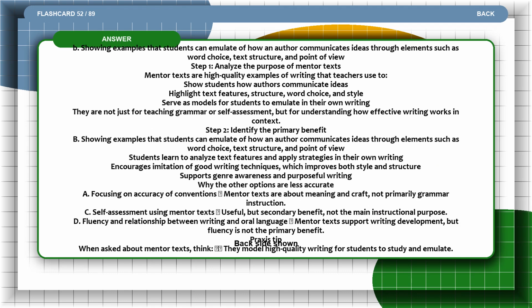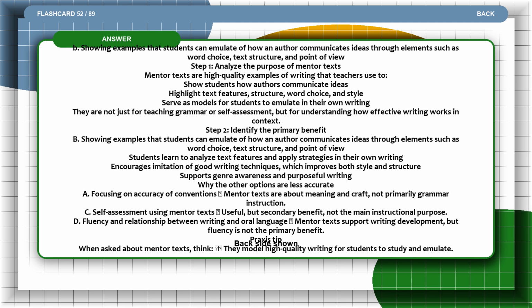The answer is B. Showing examples that students can emulate of how an author communicates ideas through elements such as word choice, text structure, and point of view. Step 1. Analyze the purpose of mentor texts. Mentor texts are high-quality examples of writing that teachers use to show students how authors communicate ideas. Highlight text features, structure, word choice, and style to serve as models for students to emulate in their own writing. They are not just for teaching grammar or self-assessment, but for understanding how effective writing works in context.